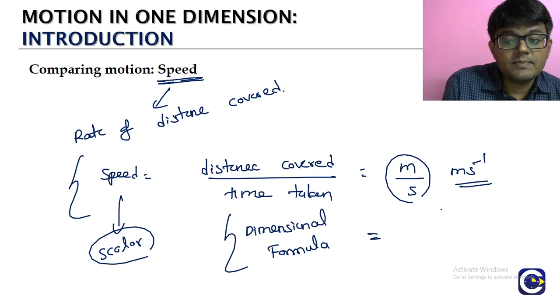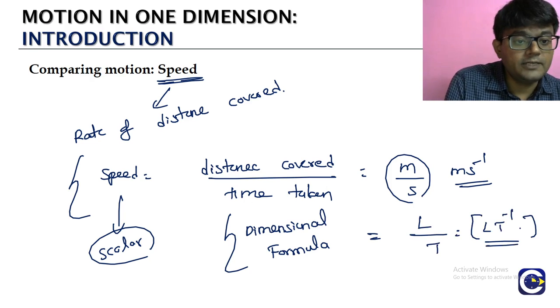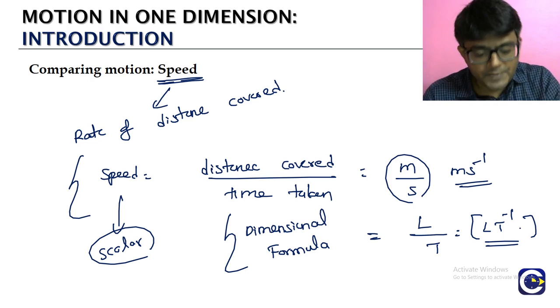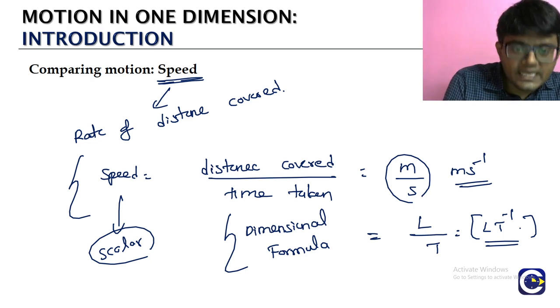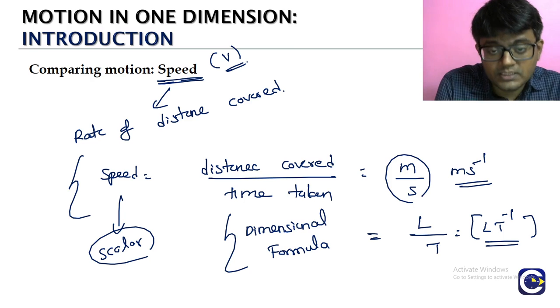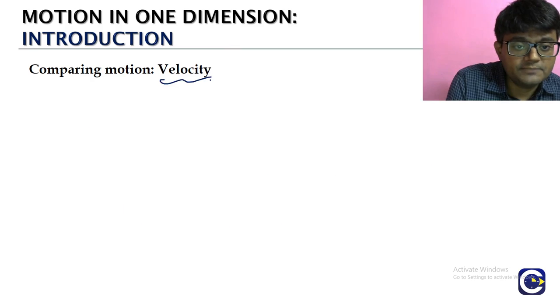What is the distance dimensional formula? Length, L. What is the time dimensional formula? Capital T. So L T power -1. This is the dimensional formula for speed. So this is how we are going to define the quantity speed. Speed is generally represented by the symbol V. Okay. Now let us talk about the velocity.